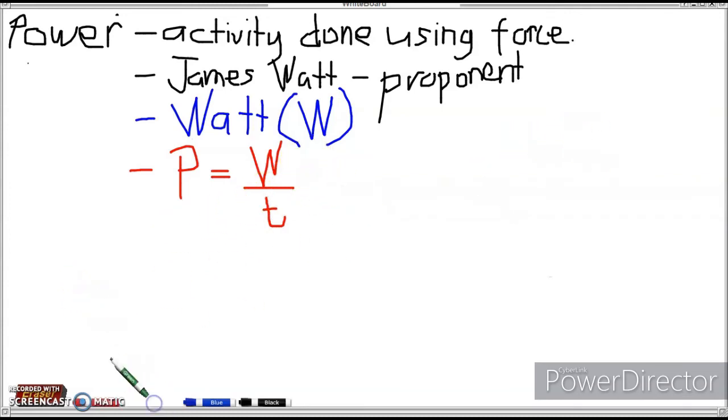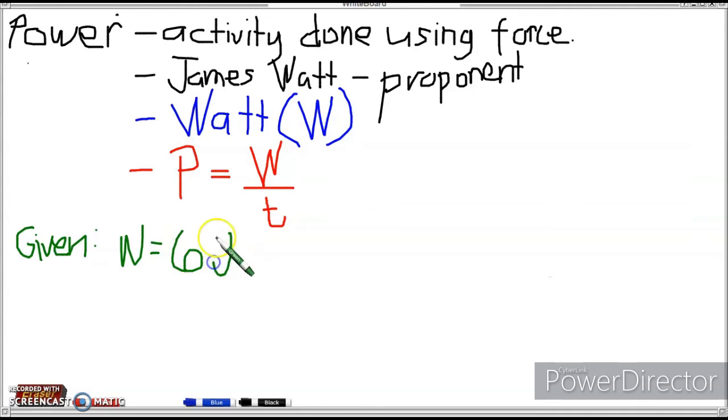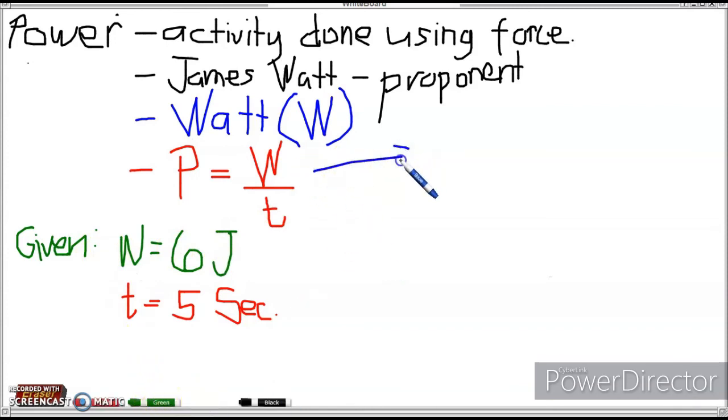Let's example, we have a given problem. Given, so we're given work is equal to 6 joule. Yeah, 6 joule. And then ang time is equal to, sample, ang time is 5 seconds. Yan. So, we need to use this formula in order to solve this problem. So, copy mo lang yan. Copy. So, P is equal to W over T. Okay?